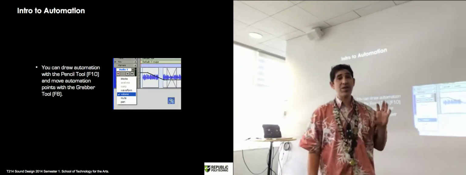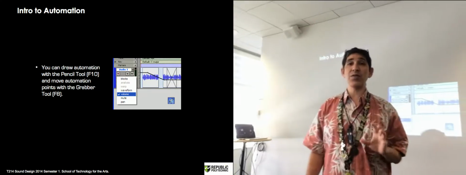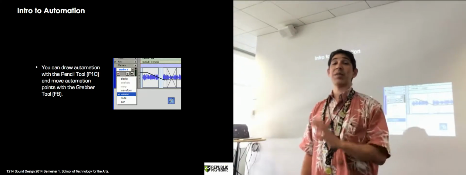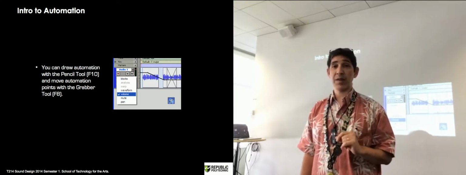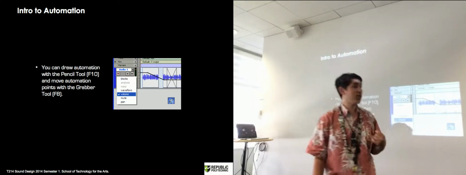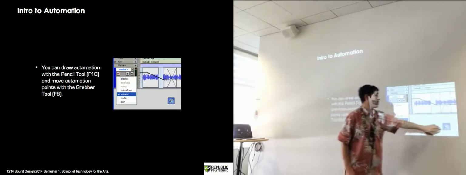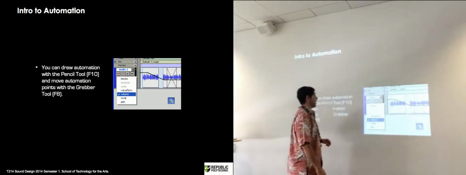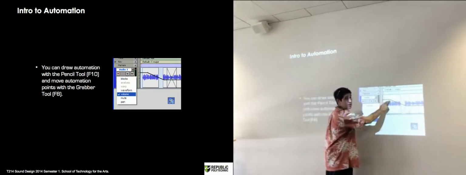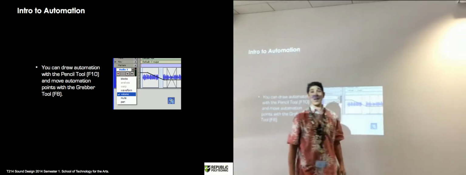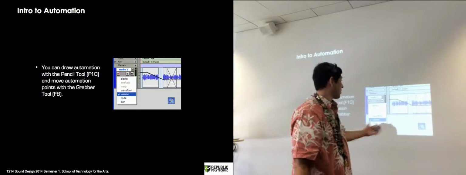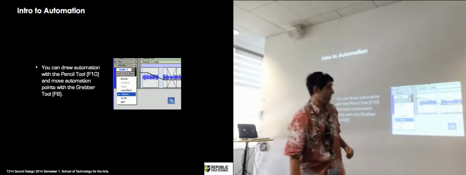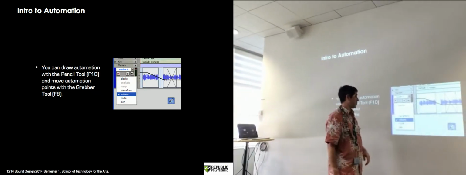Automation. Automation, what is it? Well, it allows you to automate a particular function. Panning or volume, for example. And there's a couple ways to do this. One would be to use the pencil tool, which we have here, and you just draw on your file, on your track, the volume. And then when you play it back, it will automatically adjust.